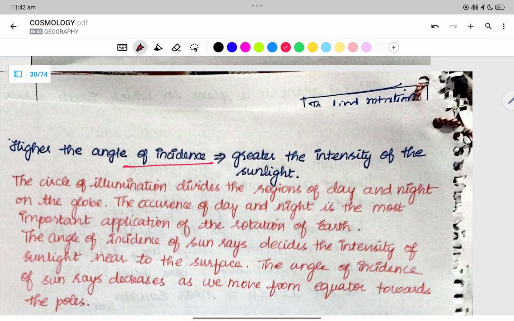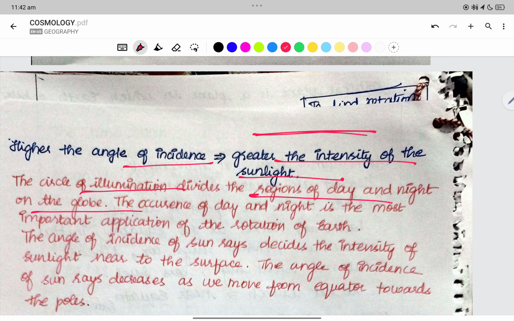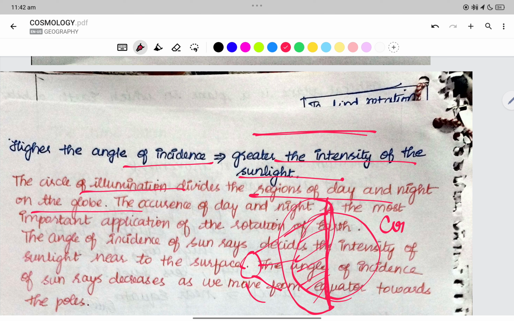Higher the angle of incidence, greater the intensity of sunlight. Only at 90 degrees will we have direct sunlight. The circle of illumination divides the region of day and night of the globe, right? The sun is having rays over here, so these are the rays. Now this area is illuminated. This line, the entire circle will form, right? This is what we call a circle of illumination.